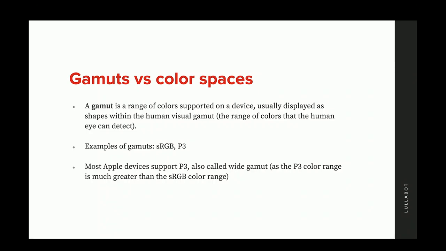And there's a couple different examples of gamuts. The one that you're most familiar with when you work on the web is sRGB, because that's the one that had been supported for the longest time. If you had really old CRT monitors and things like that, that's the gamut that those support. And there's a newer one called P3 that a lot of Apple devices support. I think most modern Apple devices support it. Pretty sure a lot of new monitors also support it. It's also called wide gamut, if you've heard that term. It just means it's millions more colors than what sRGB supports. So P3 is the more modern gamut that you'll see in a lot of newer devices.